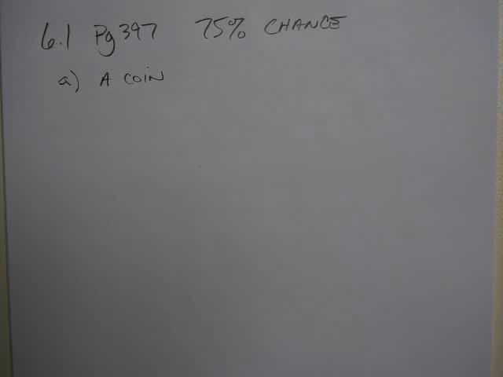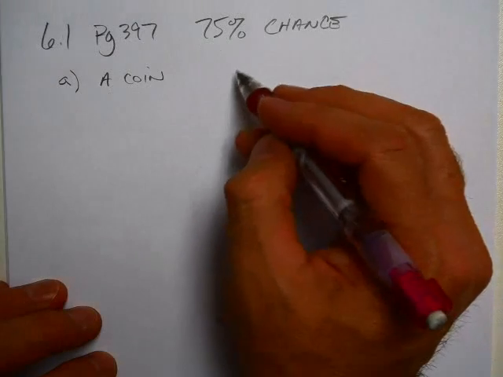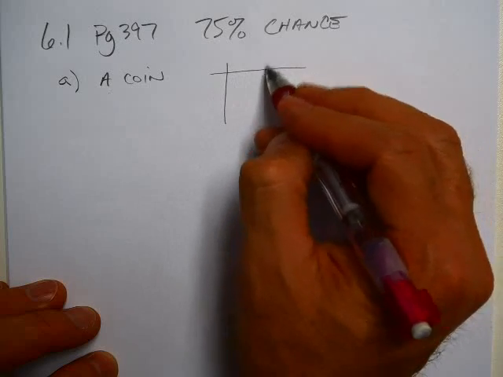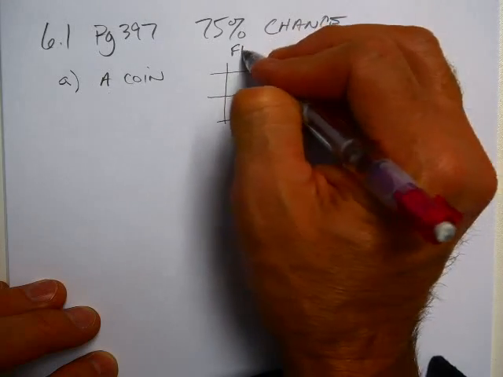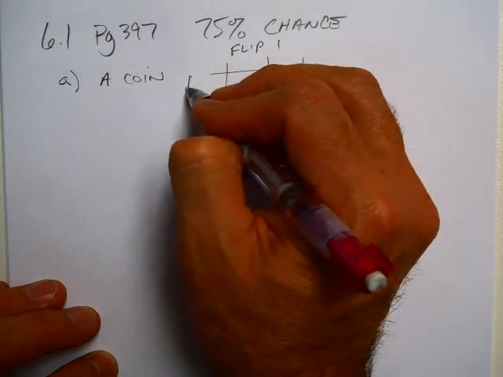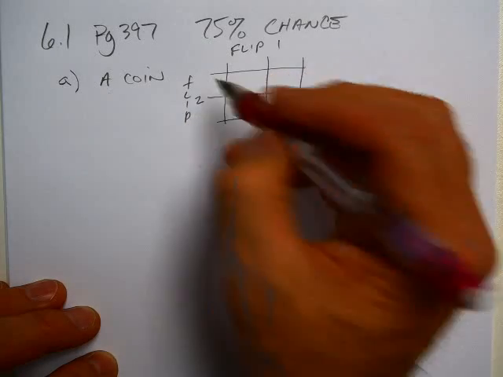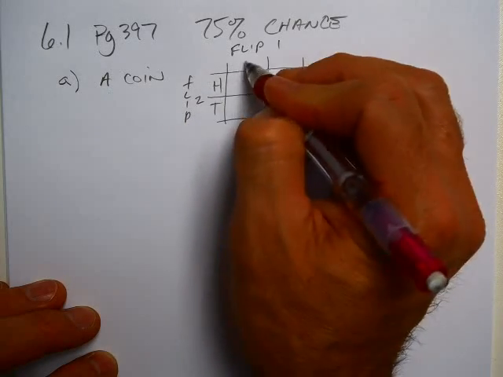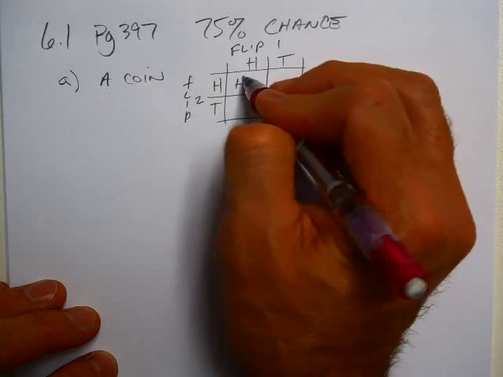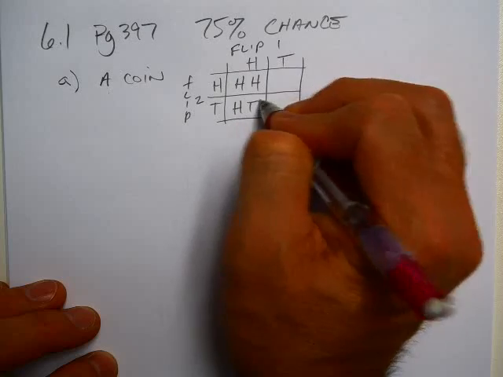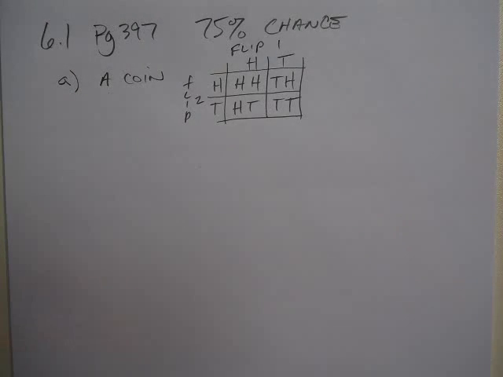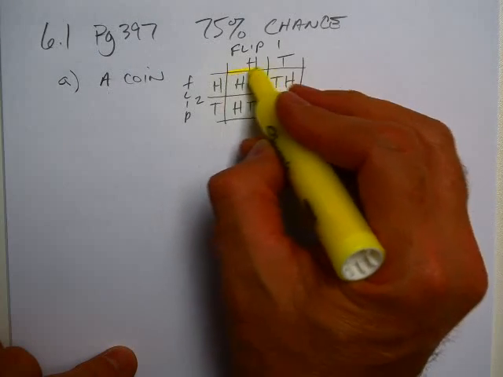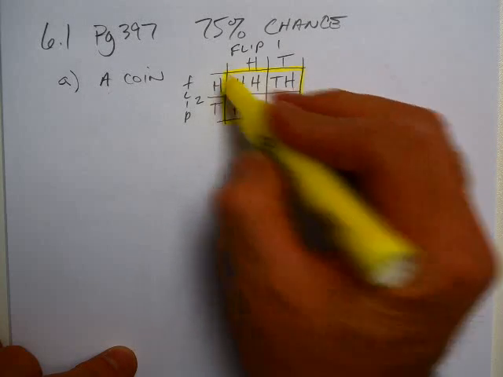I'm going to say let's try just flipping it twice. Let's see what flipping it twice does for us. If I make a table, where this is flip 1 and this is flip 2, each with heads and tails, we get heads and heads, heads and tails, tails and heads, and tails and tails. So my event space has 4 things within it.